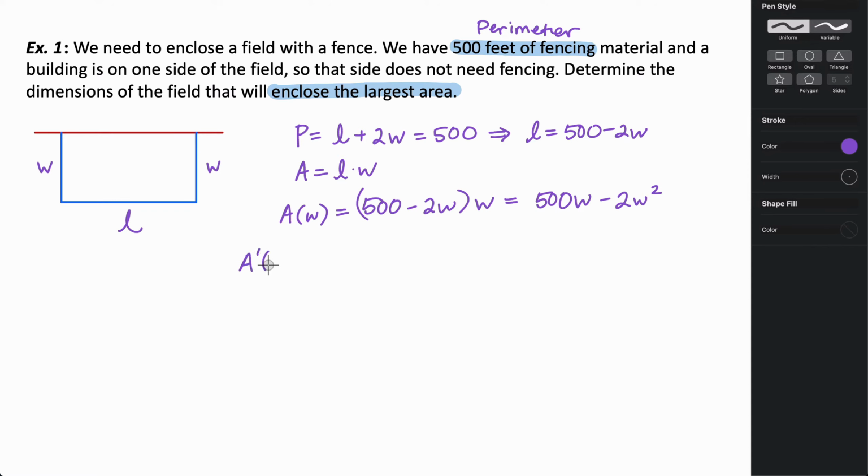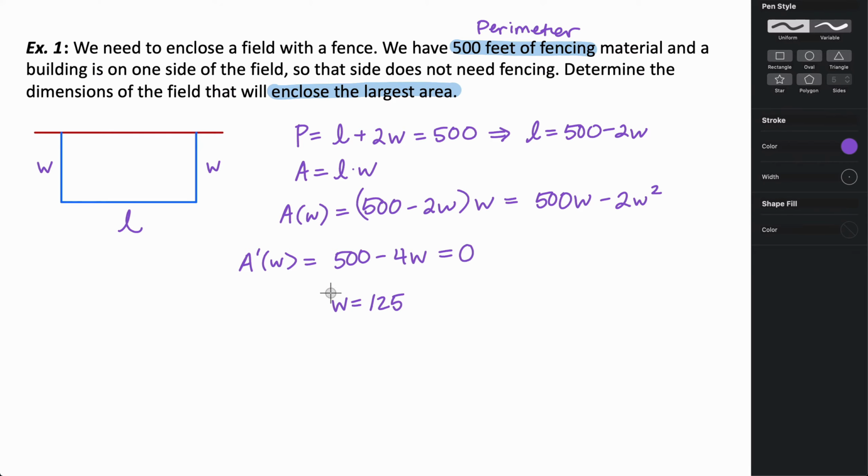A prime of W is going to be 500 minus 4W here. And if you solve this, we want to know when this is equal to 0, because that's when your derivative is 0, and that's when you have maximums or minimums. And so we have W equals 125 when you solve this equation.